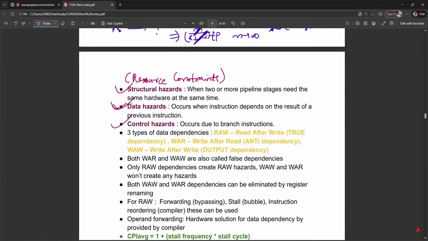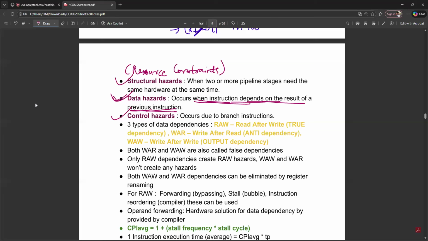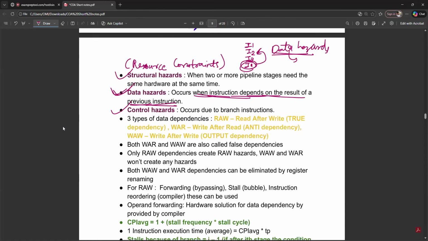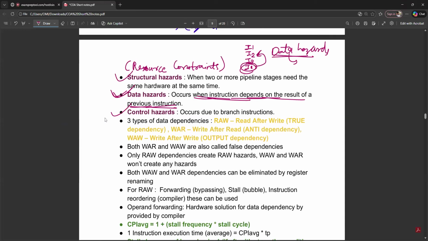Next one is data hazard. It occurs when an instruction depends on the result of a previous instruction. Let's say these are instructions I1, I2, I3, I4. If I4 is dependent on I2, this is called a data hazard, or data dependency. I will tell you about it at some point. Now, what is a control hazard? A control hazard occurs due to a branch instruction. If there is a branch instruction, then control hazards can occur.